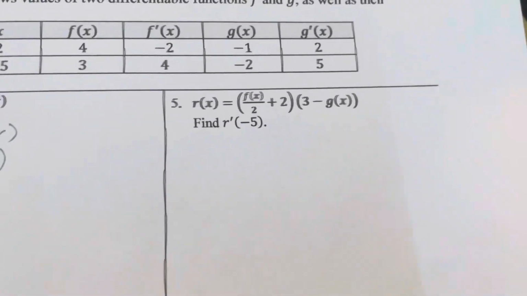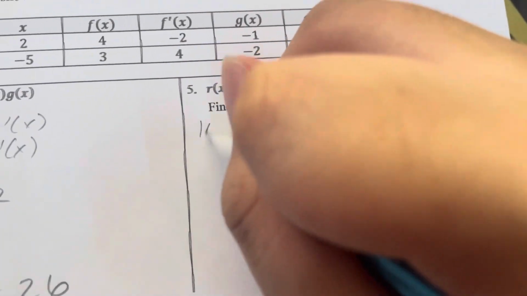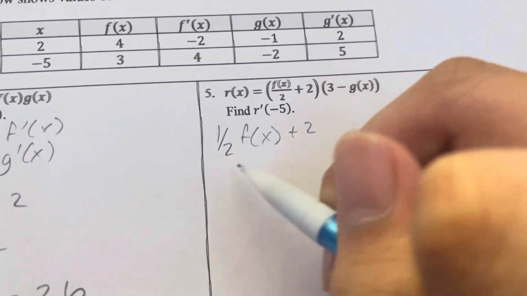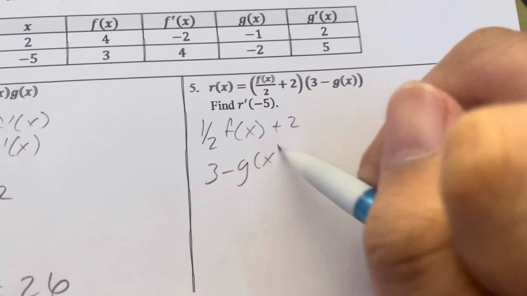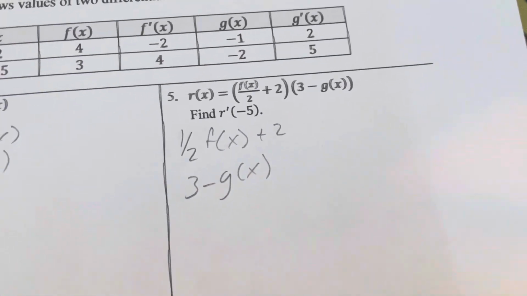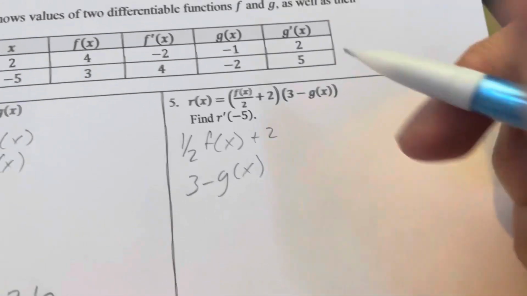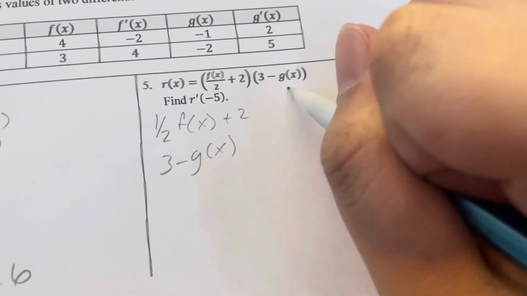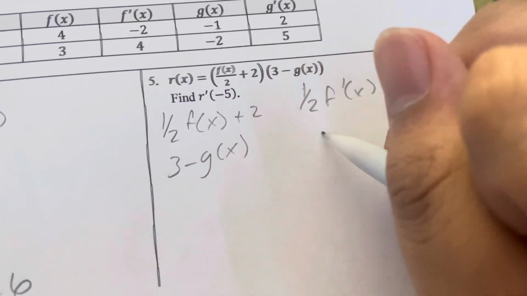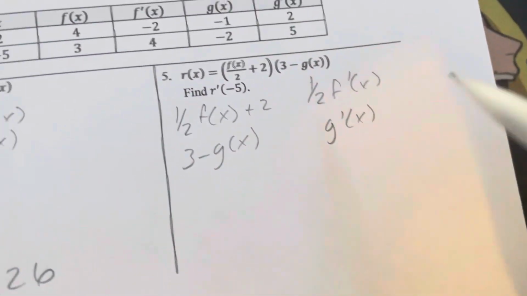Over here, so a little harder, but it's the same process. This is f of x. This is g of x. Anything added or subtracted is not a part of the derivative. Anything multiplied is a part of the derivative. So this is 1/2 of f prime of x, and then this is just g prime of x.